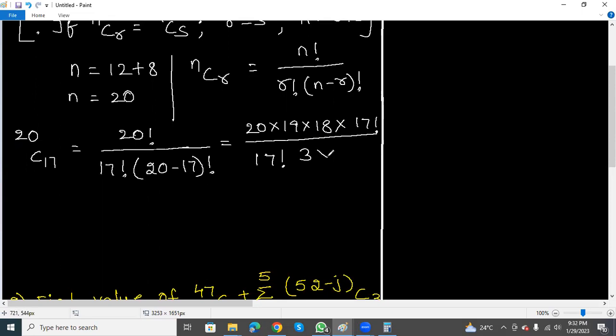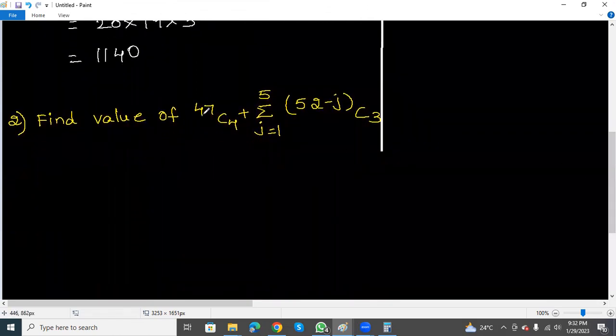3 factorial is nothing but 3 into 2 into 1. So 17 factorial in the numerator and denominator cancel. 3 sixes are 18, 2 threes are 6, so nothing is left in the denominator. In the numerator, we have 20 times 19 times 3. 19 threes are 57, 57 twos are 114, so 1140 is the 20C17 value. Let's see the next question.